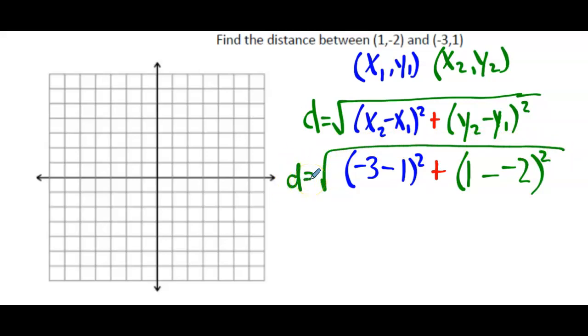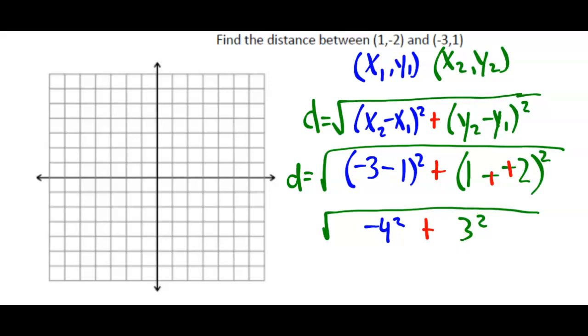Okay. So now let's simplify. What do I have to do first? Well, I've got to find -3 minus 1. Well, that would be -4. Whoops, wrong color. -4 squared. Okay? To that, I'm going to add 3 squared, because I'm going to have to do a plus here. Again, wrong color.